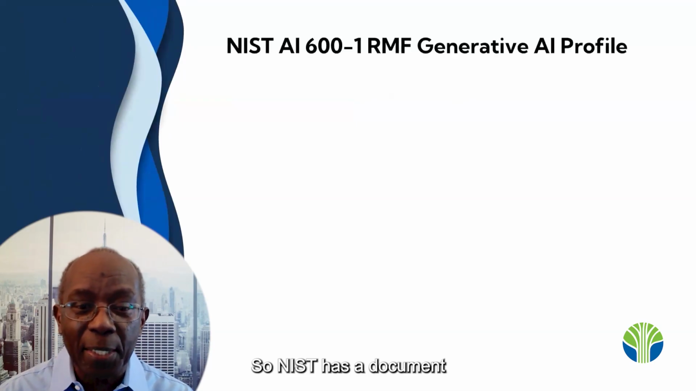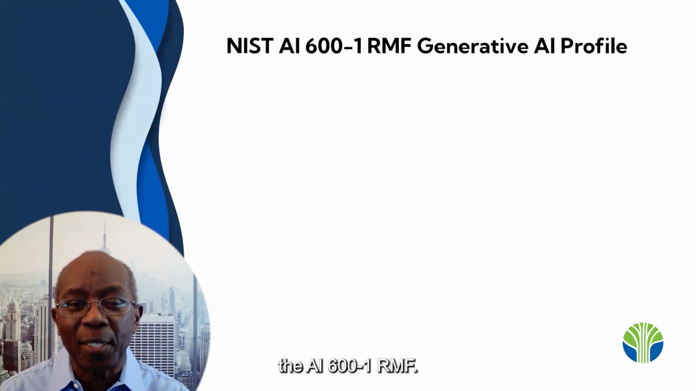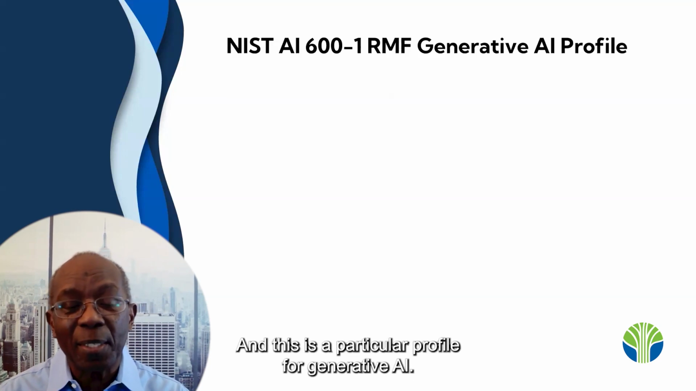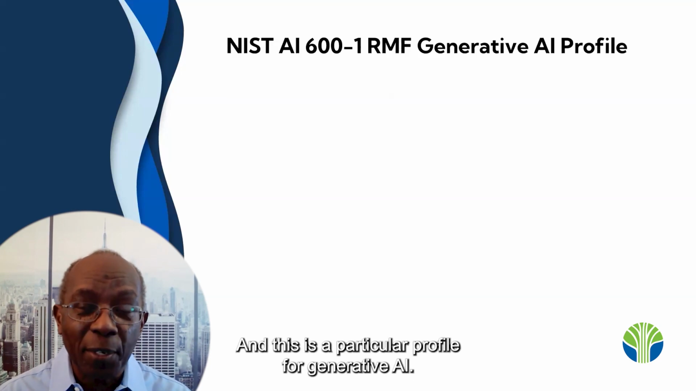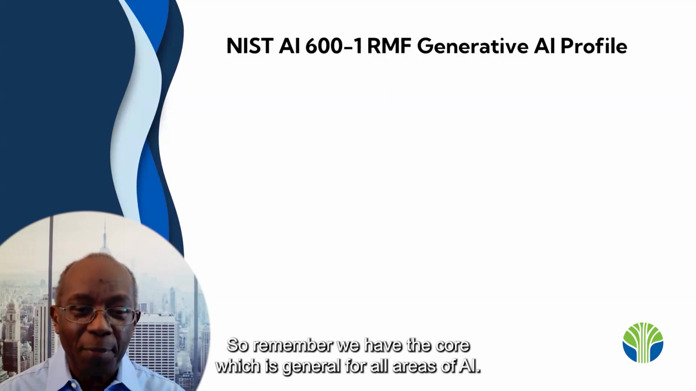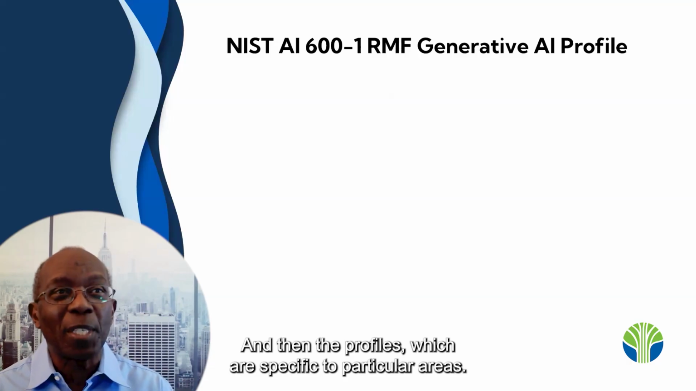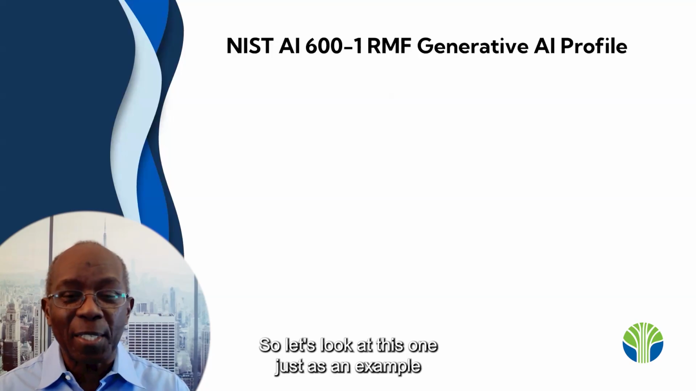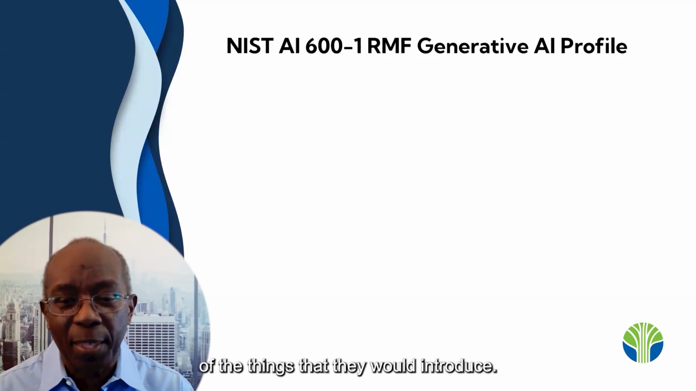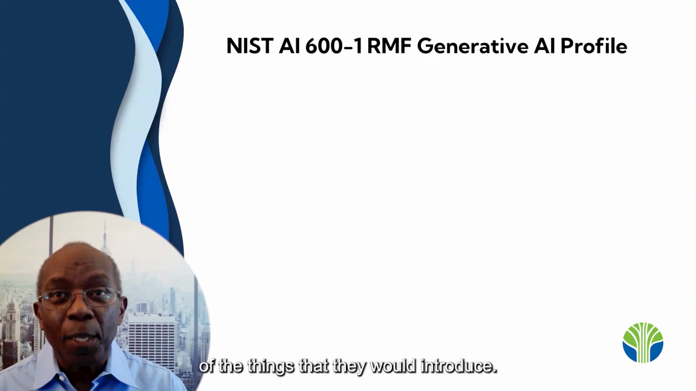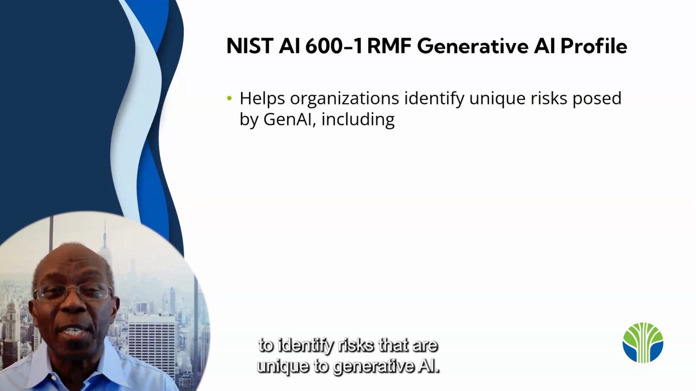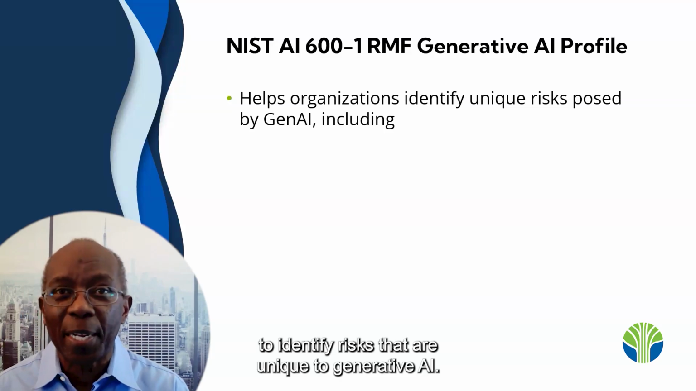So NIST has a document, the AI 600-1 RMF, and this is a particular profile for generative AI. So remember, we have the core, which is general for all areas of AI, and then the profiles, which are specific to particular areas. So let's look at this one just as an example of the things that they would introduce. So this profile helps organizations to identify risks that are unique to generative AI.